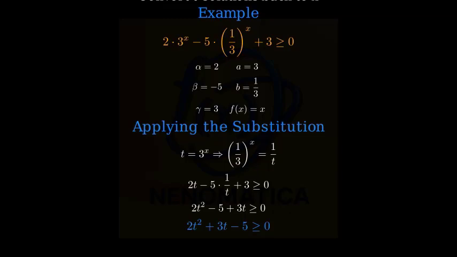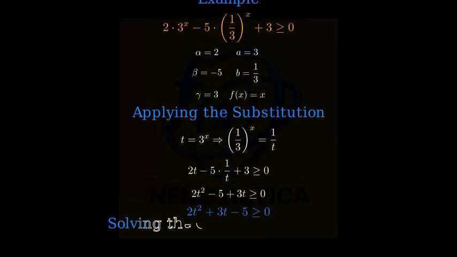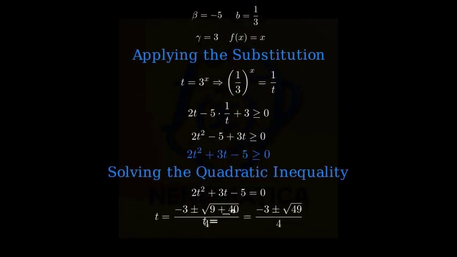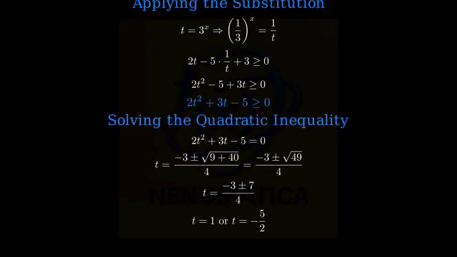Now we solve the quadratic inequality 2t squared plus 3t minus 5 is greater than or equal to 0. Let's find the roots by solving 2t squared plus 3t minus 5 equals 0. Using the quadratic formula, we get t equals negative 3 plus or minus square root of 9 plus 40 over 4, which simplifies to t equals negative 3 plus or minus square root of 49 over 4. Further simplifying, we get t equals negative 3 plus or minus 7 over 4. So our roots are t equals 1 and t equals negative 5 over 2.